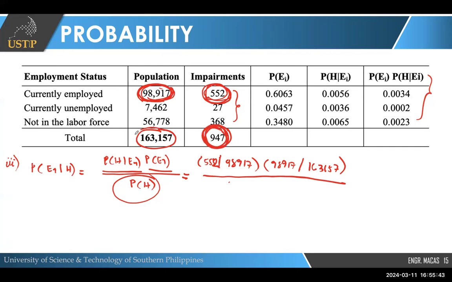proportion with respect to the total population. So that is 947 divided by 163,157. So tanaw mo class, makancel man ni siya kani kay pareho na sila, numerator man yung isa, pag reciprocal, di ba? Kini po siya, numerator man niya, kani denominator. Okay? So, that is just cancelled. So, ang answer niya to is 552 divided by 947.